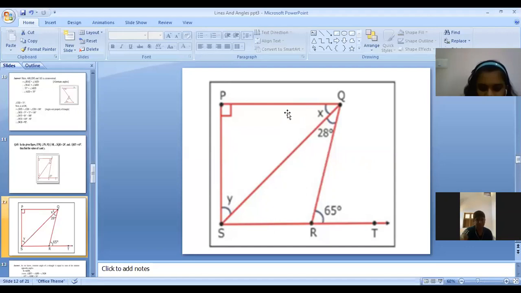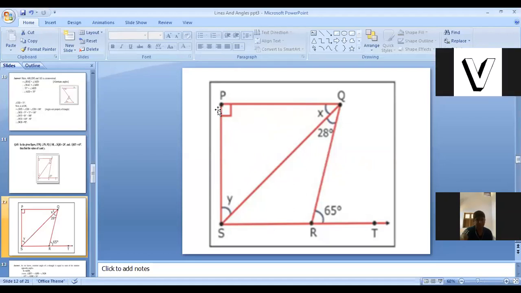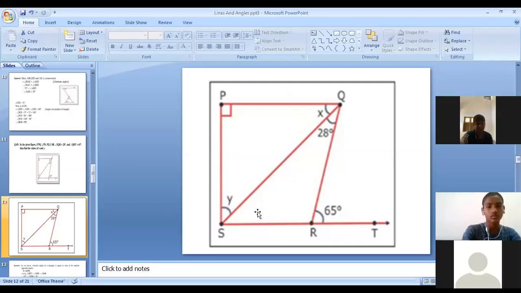Now, I want someone to explain how to get the value of Y. Dear, we got the value of X as 37 degrees. How to find the value of Y?